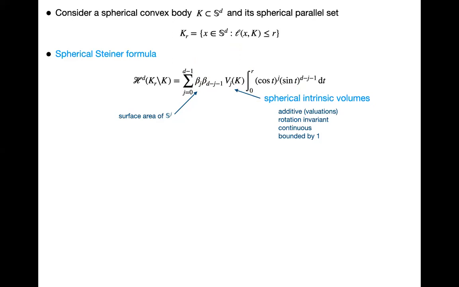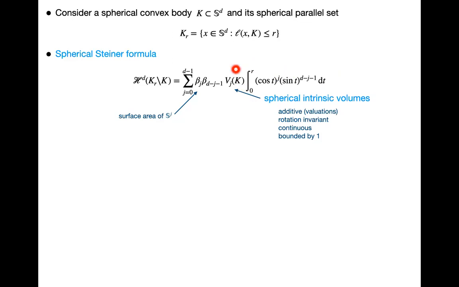And these coefficients are the surface areas of lower dimensional subspheres. So these are basically constants that depend on j and the dimension of the sphere. Then there is a coefficient that depends on the convex set, the spherically convex body K. These are called the spherical intrinsic volumes. And then there is this term here. If you are familiar with the Steiner formula in Euclidean space, you don't have such an integral here, but you will have just a monomial. But in the spherical setup, you will have an integral of combinations, or also products, of trigonometric functions.